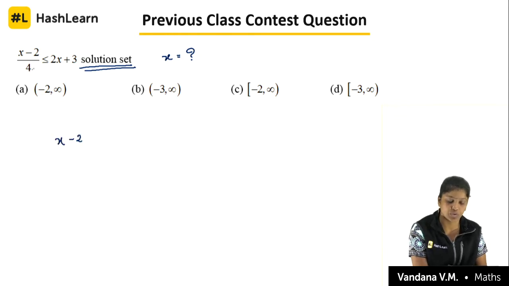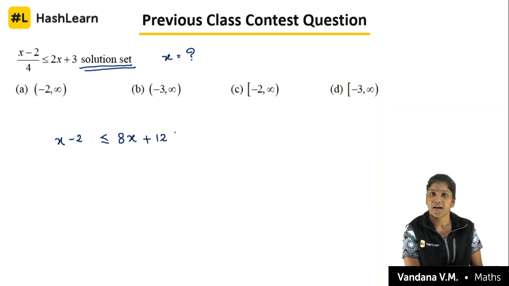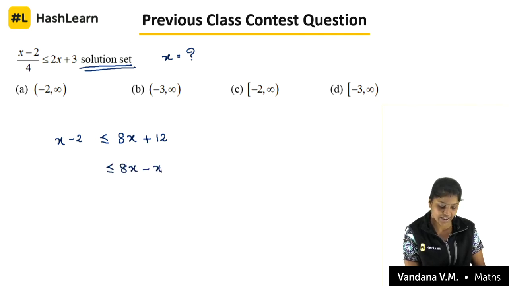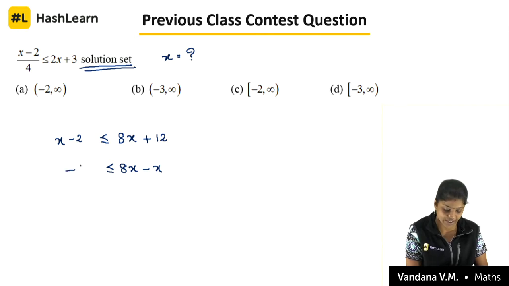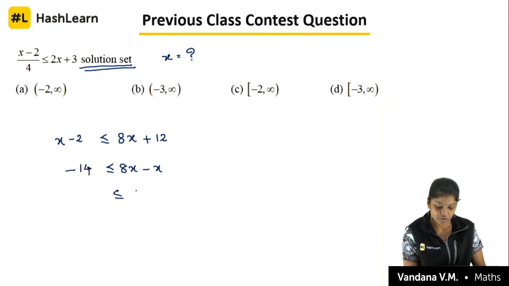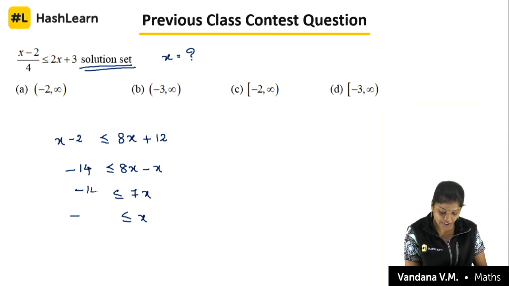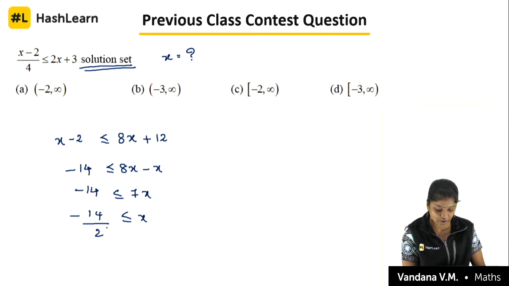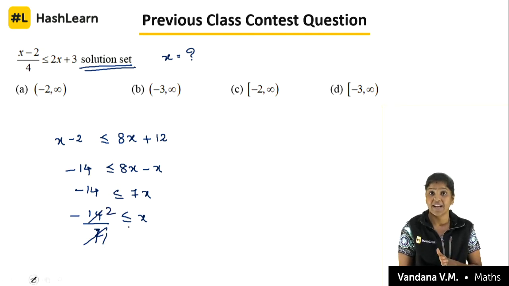x minus 2, do the cross multiplication, less than or equal to 8x plus 12. Okay. Now, bring this to this side, it is 8x minus x. If I bring it to this side, minus 14. So, it is 7x less than or equal to minus 14, minus 14 by 7, 7 ones are 7, 7 twos are 14. x value is less than or equal to minus 2.